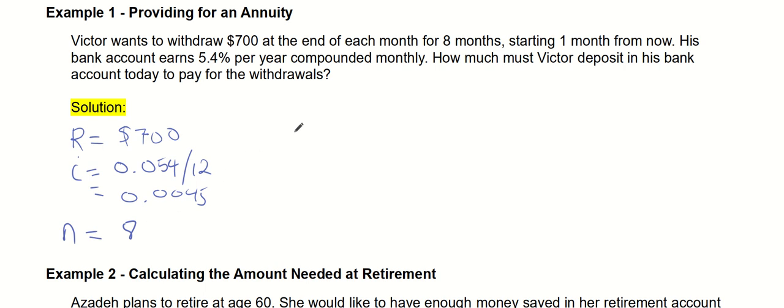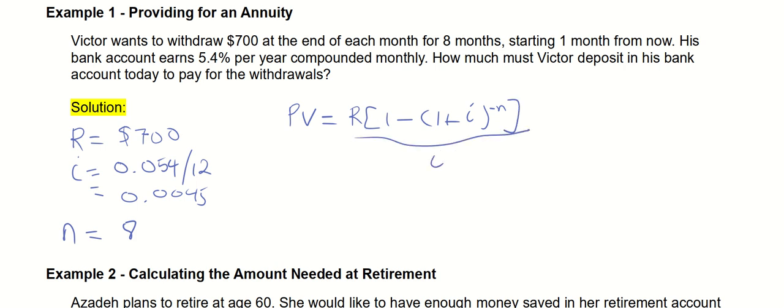Now you just put it into the formula, and it's good practice to always write the formula. You can pop in the numbers right away in some cases, but in the beginning you should always try to write down the formula as best as you can. So it's R times the bracket of 1 minus (1 plus the interest, i) to the power of minus n, over the interest. That's the difference: it's minus n.